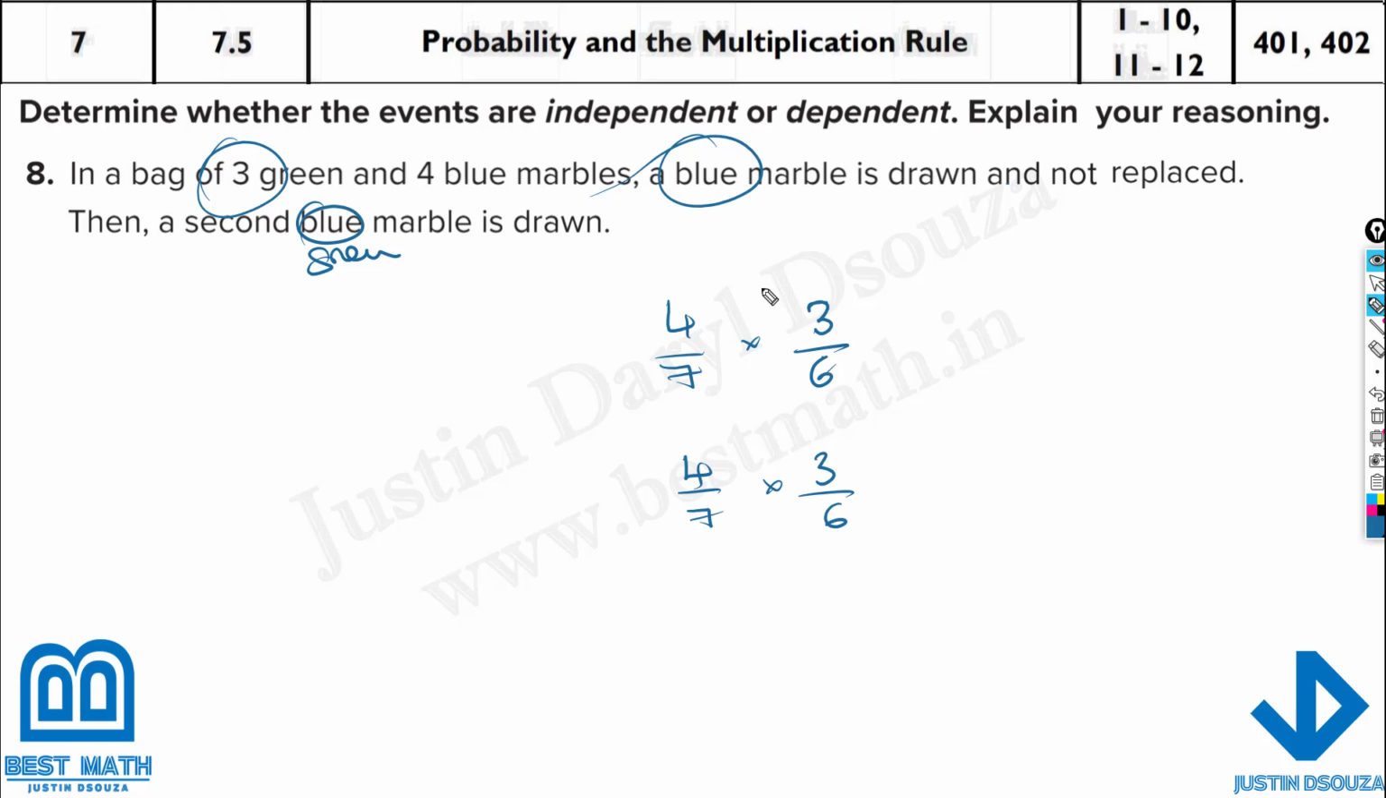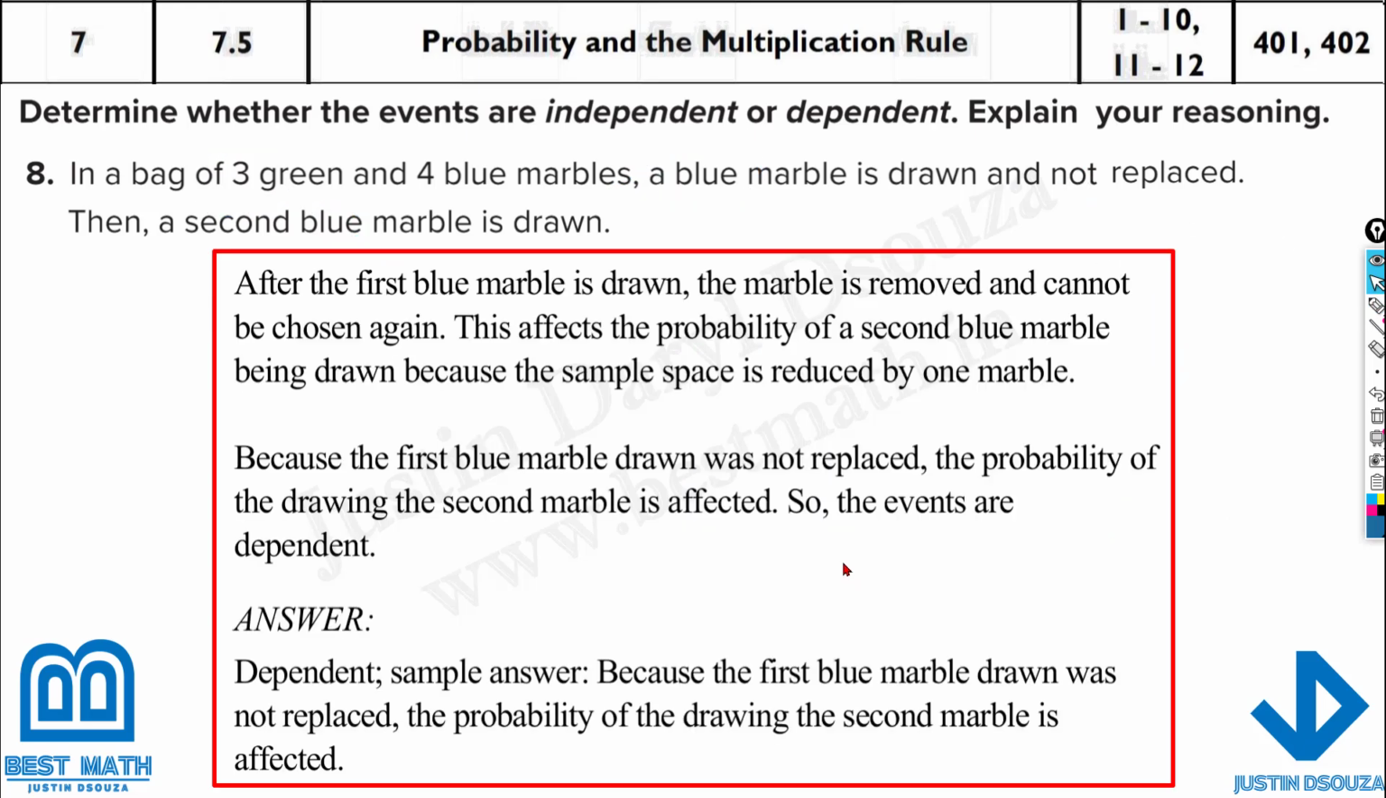What if it was replaced? If it was replaced, then it will be 4 by 7 for blue. Next, this is for blue I'm talking about. Both answers are the same. But blue would be, if it's replaced, again 4 by 7. Whereas green, it will be 3 by 7 times 3 by 7. You can see the difference over here. So when it is not replaced, they are dependent.